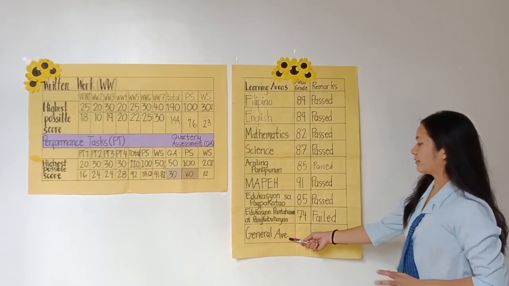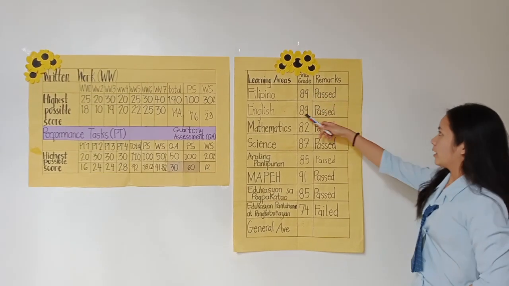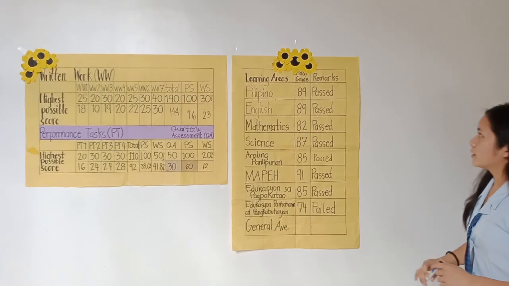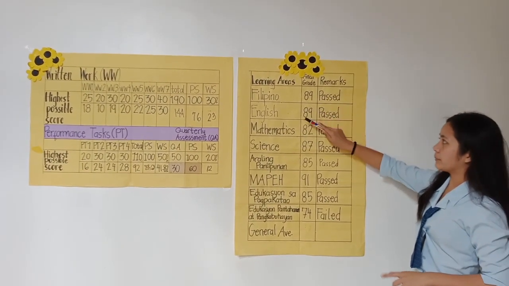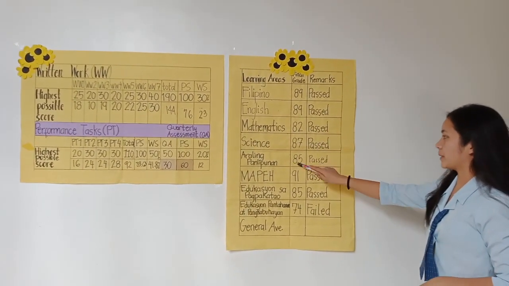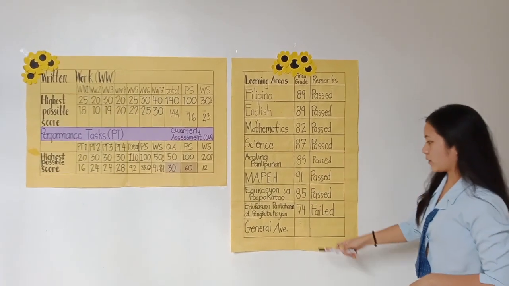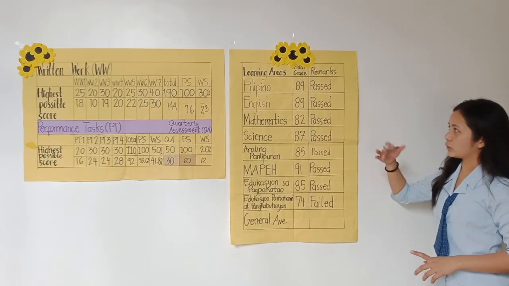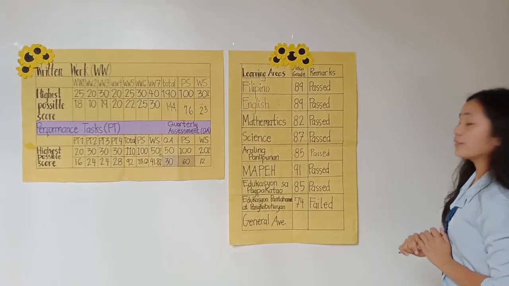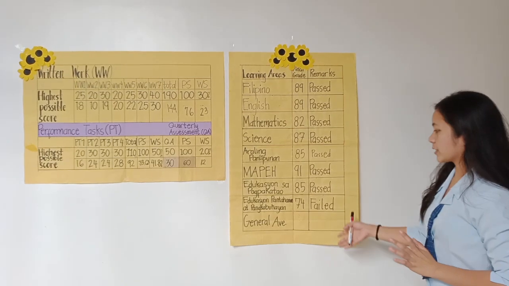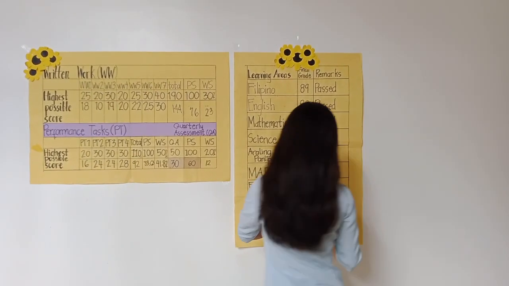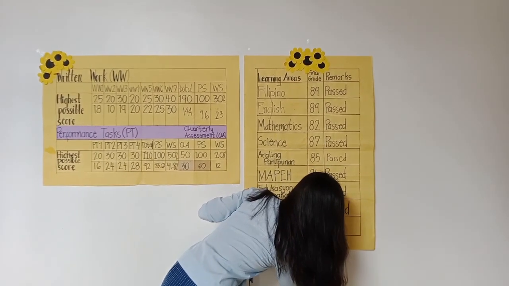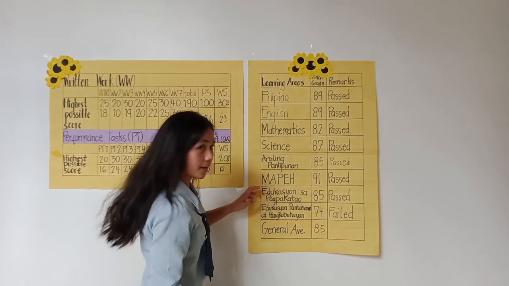To get the general average, we have to add the final grades of 8 subjects. These are the 8 subjects. So 89 plus 89 plus 82 plus 84 plus 85 and so on is equal to 164. And then divided by 8 is 85. So that's the general average of Maris. And the remark is pass.